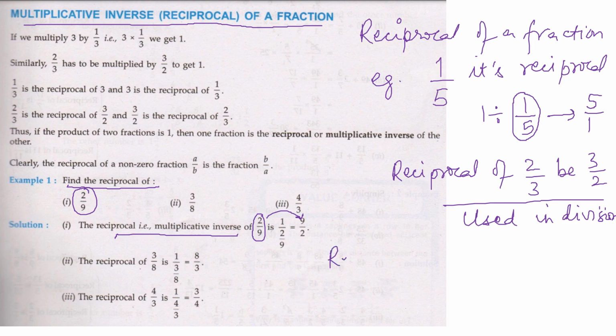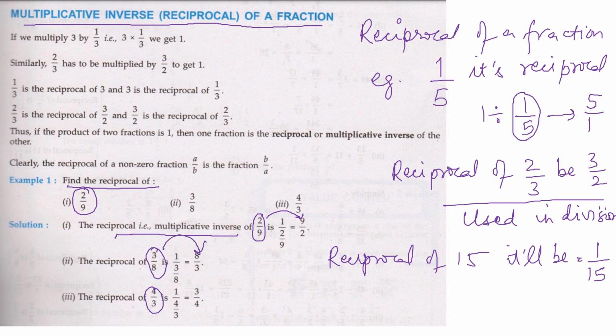Now what about the reciprocal of 15? It will be 1 by 15. Okay, when nothing is there, then it will be 1 by the number. If the fraction is given, it will be inverted. Now reciprocal of 3 by 8 will be 8 by 3. Reciprocal of 4 by 3 will be 3 by 4. Clear?